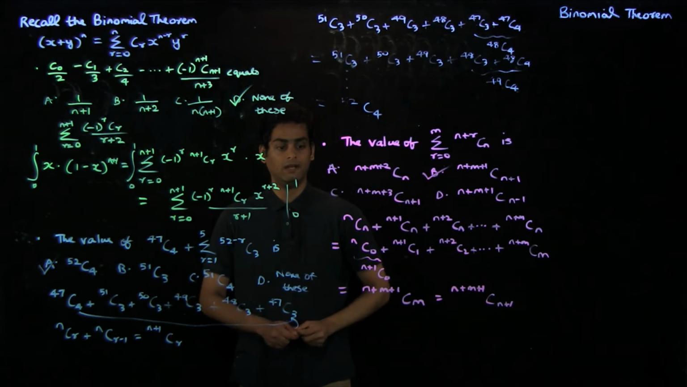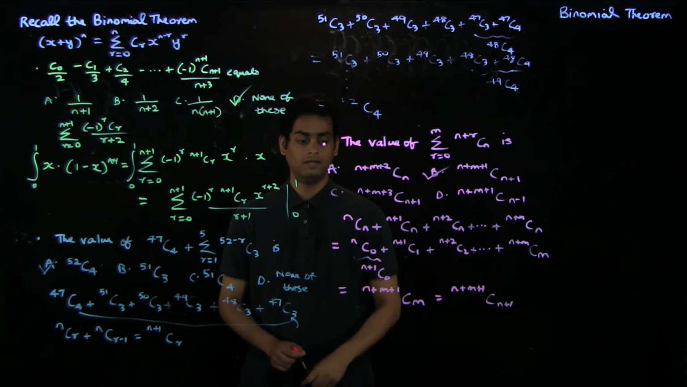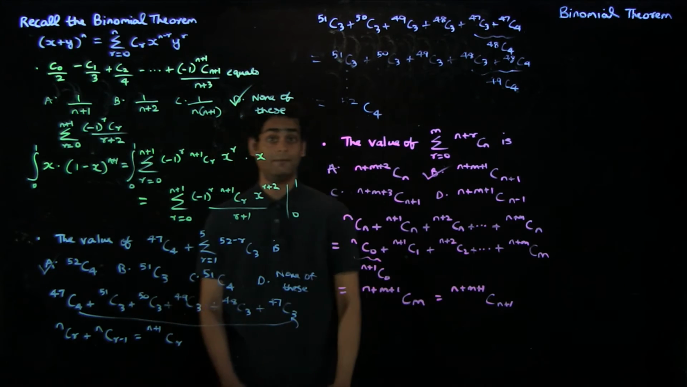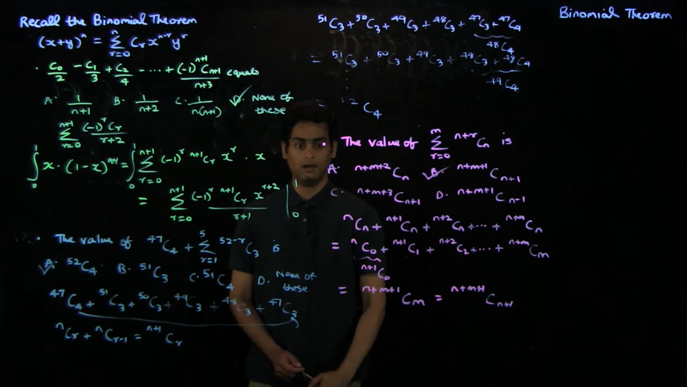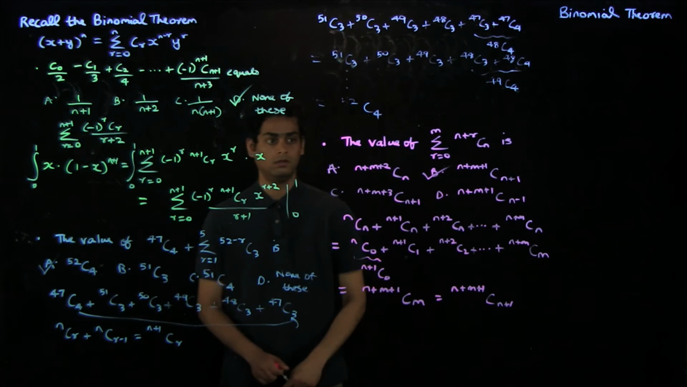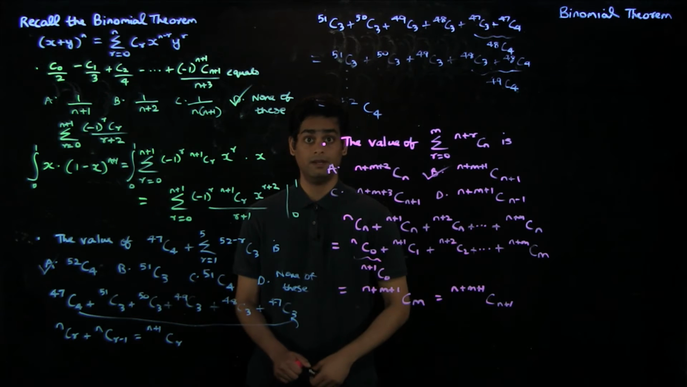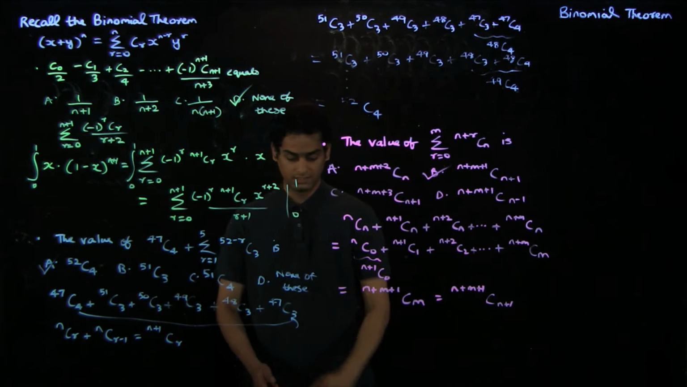So once again, we've seen yet another application of the identity nCr plus nC(r minus 1) is (n plus 1)Cr. So this should give you sufficient numerical experience towards solving such kinds of problems.